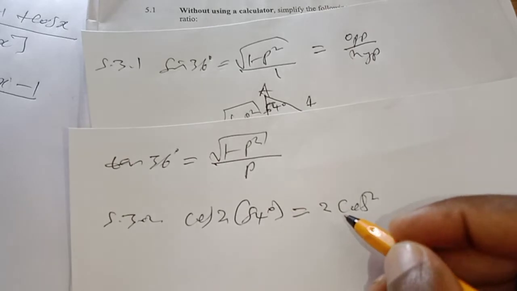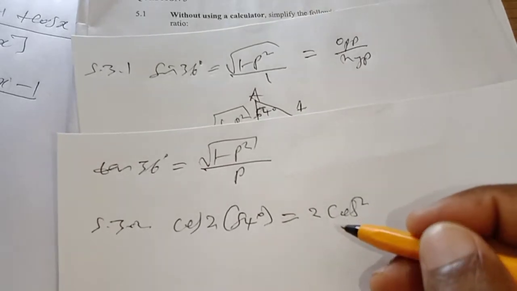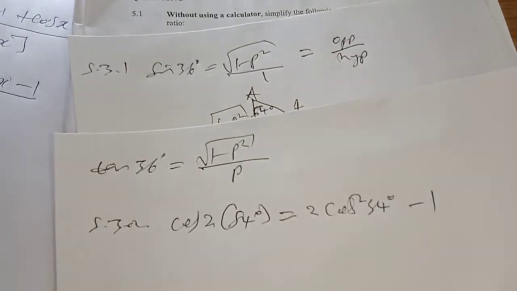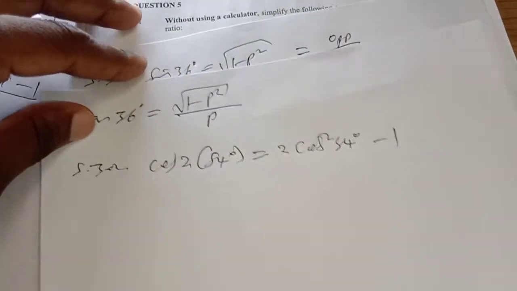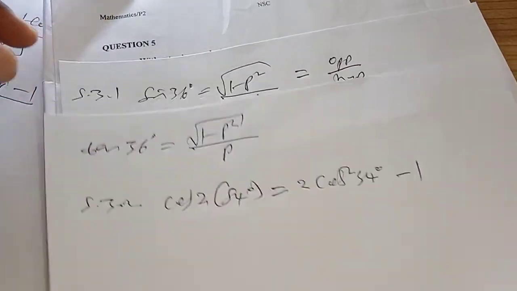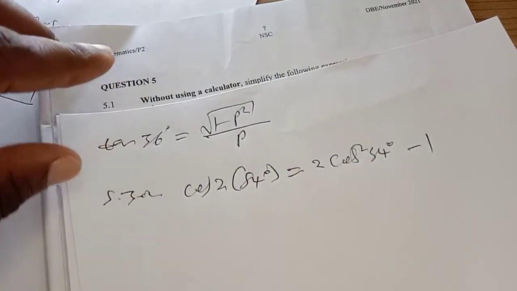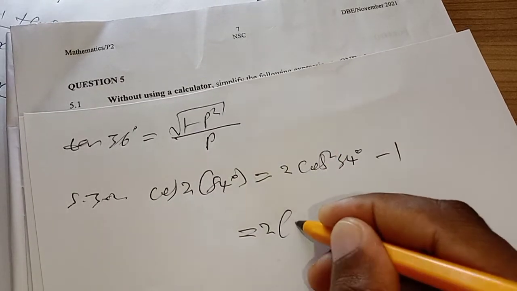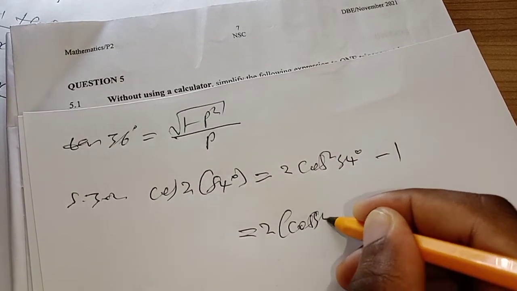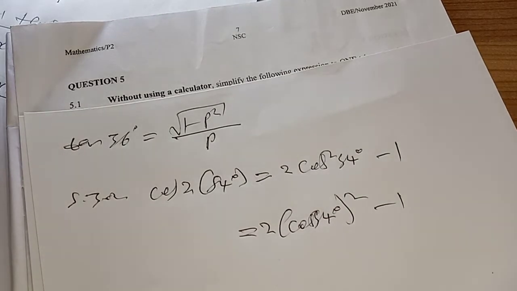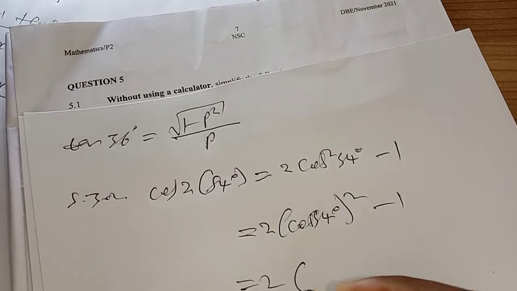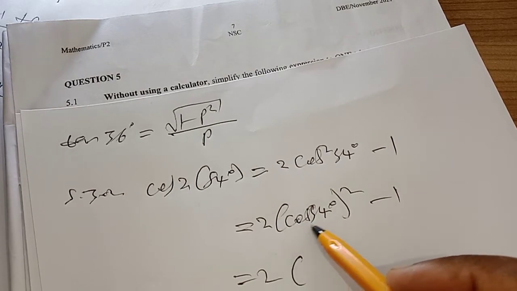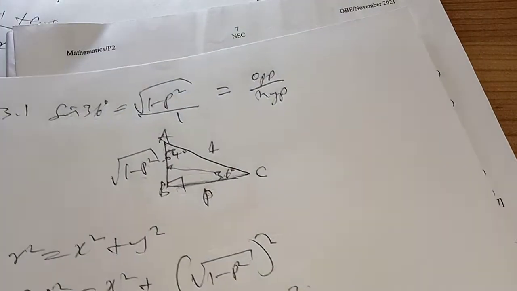Then we're going to say 2 cos squared of 54 degrees, subtracting 1, okay? Yes, subtracting 1. Going to have it like that. Then you can arrange it like this, okay? It is like that, okay? Then it means we should go on our right angle triangle and find the cos 54 degrees, okay?